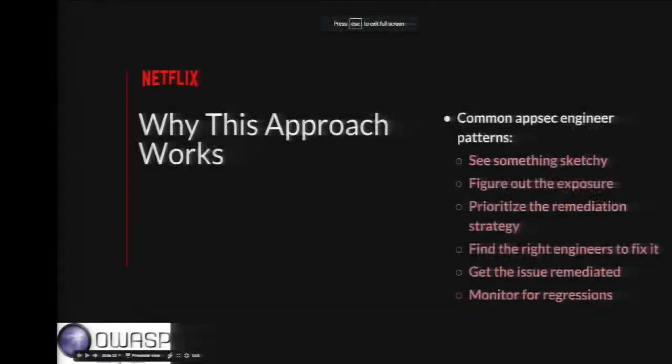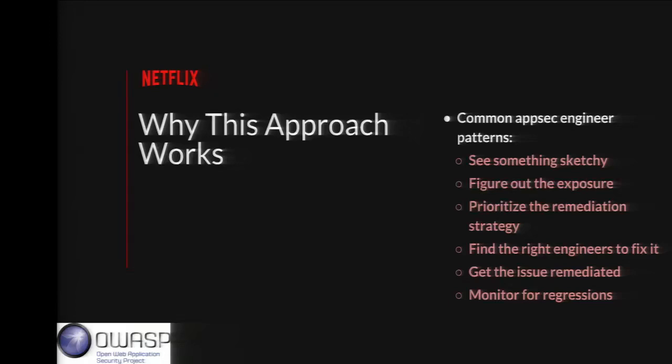So why does this approach work? I'm sure this seems very familiar for all of you. You see something sketchy, right? You identify something strange, and you realize that you need to figure out the exposure quickly. And then after you've figured out what your exposure is, you start prioritizing your remediation strategy, right? Like probably want to tackle the applications on the edge first, as opposed to an internal app and that sort of story. And you also want to find the right engineers to fix it.